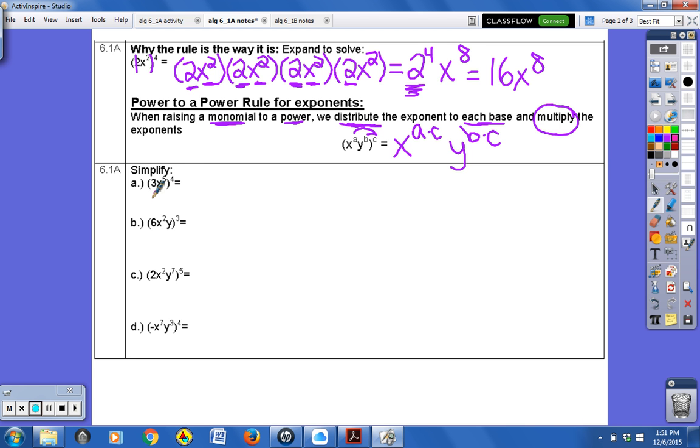So now we have 3x to the fifth, all to the fourth power. So we're going to distribute that 4 to the 3 and to the x. So I have 3 to the 1 times 4, because remember there's really an invisible 1 there. And then x to the 5 times 4. So this is going to give me 3 to the 4th times x to the 20th. And then we can actually calculate out 3 to the 4th. So I'm multiplying 3 4 times. So 3 times 3 is 9, times 3 is 27, times 3 again is 81. So this becomes 81 x to the 20th, and that's our answer.